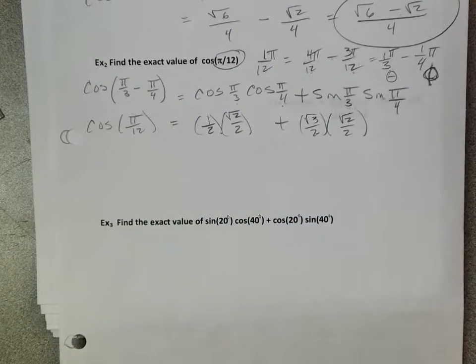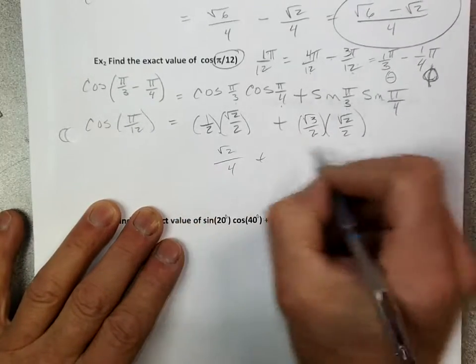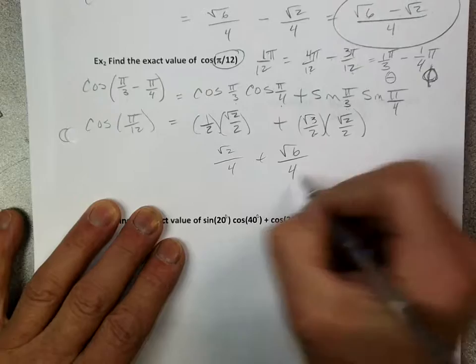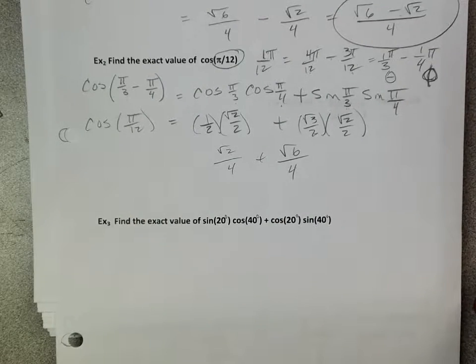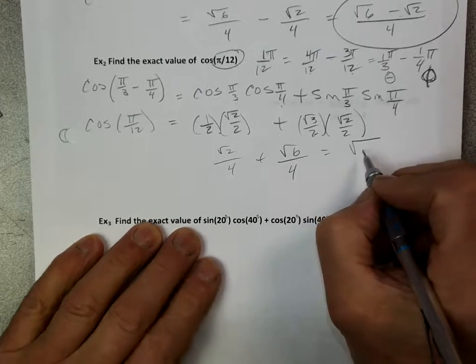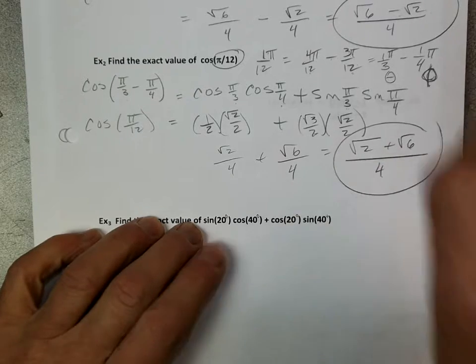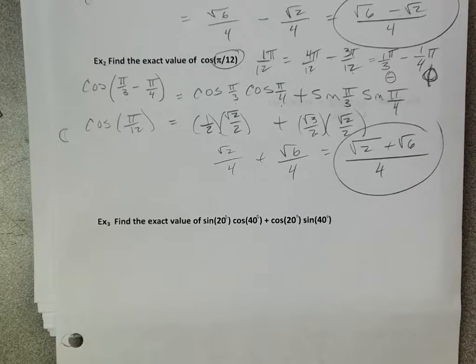Now, I just need to simplify this. So I get a square root of 2 over 4 plus a square root of 6 over 4. And then what I can do is combine them to make the square root of 2 plus the square root of 6, all over 4, because that's my common denominator. Okay, that's the exact value. So all you're doing is first just trying to find two angles that add up or subtract to make that, and then just use the correct formula.